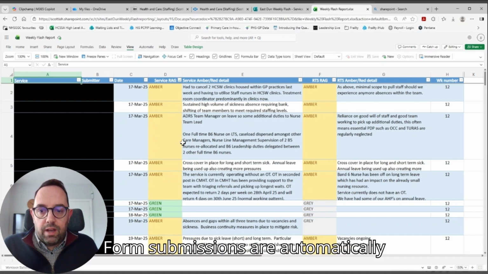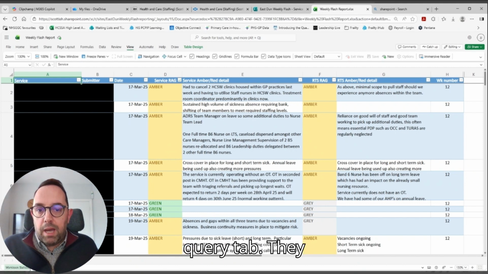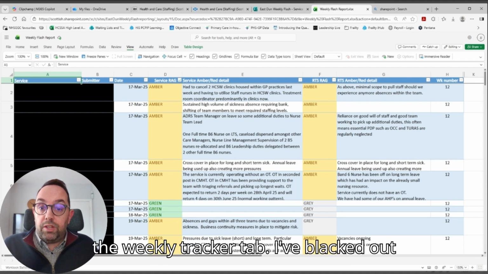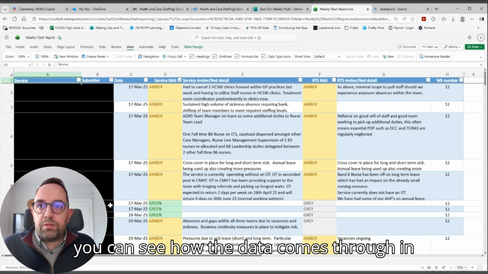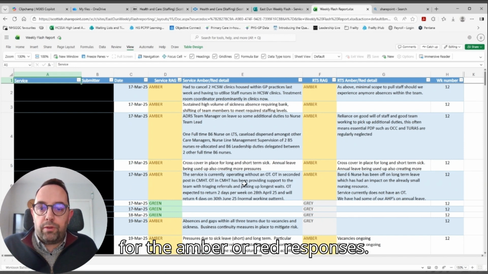Form submissions are automatically imported into this spreadsheet into a query tab. They are then automatically fed over into the weekly tracker tab. I've blacked out service and submitter details here, but you can see how the data comes through in terms of date, ratings, and any comments for the amber or red responses.